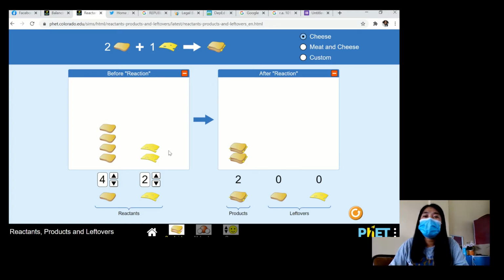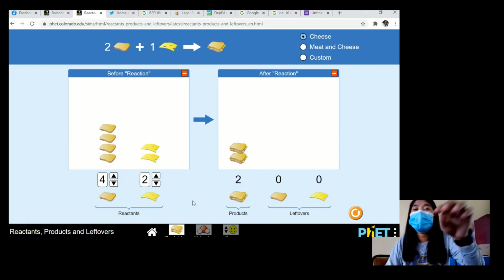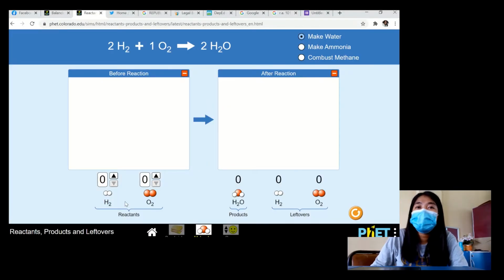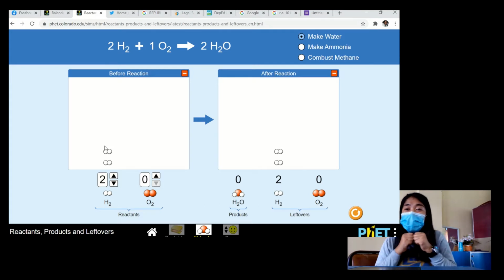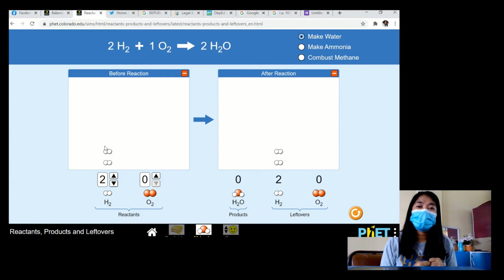So let's try to make water. We are done with this making of sandwiches. Now let's proceed to making of water. So in producing water, we would need hydrogen and oxygen. Kay H2O man atong water. So we would need 2 moles of H2. Remember that, can you observe nga nagpurma tong hydrogen, ka-intact siya. It's because hydrogen is a diatomic molecule. It exists as a diatomic molecule.